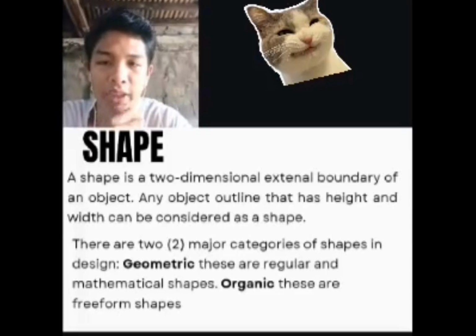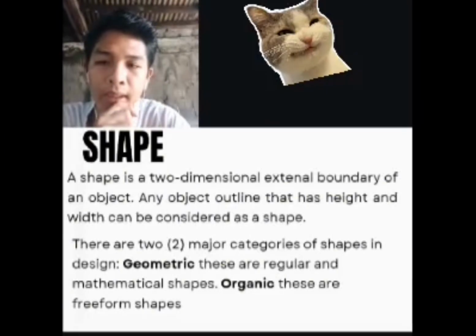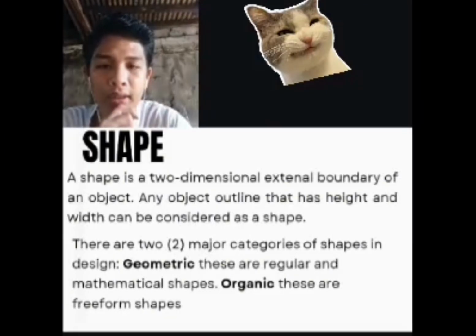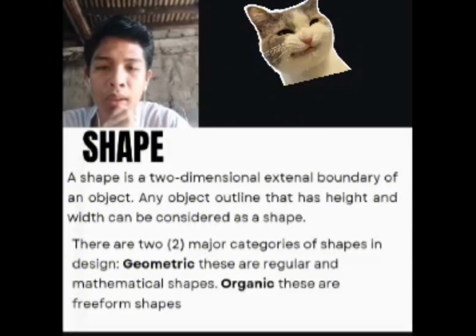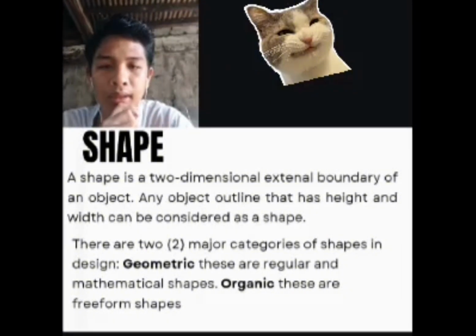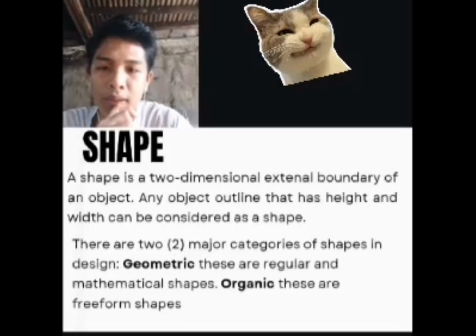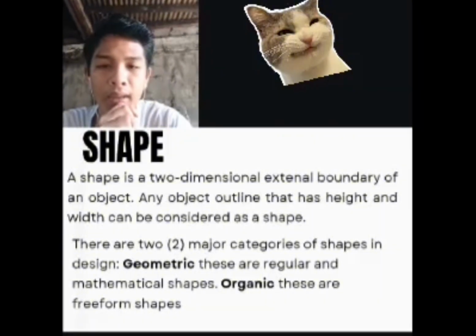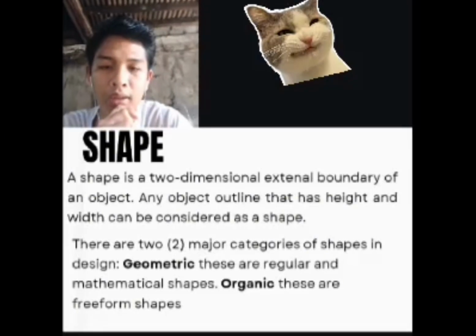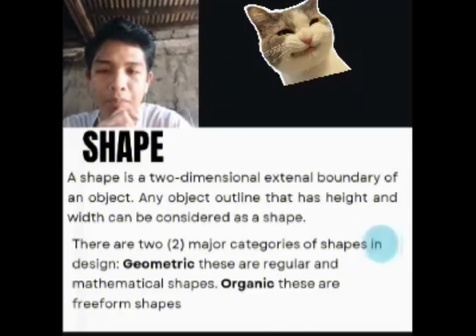Next, let's proceed to shape. When we talk about shape, it is a two-dimensional external boundary of an object, where any object outline that has height and width can be considered a shape. In shape we have two major categories. First we have the geometric and second we have the organic. When we say geometric, these are regular and mathematical shapes. And for the organic, these are free-form shapes.